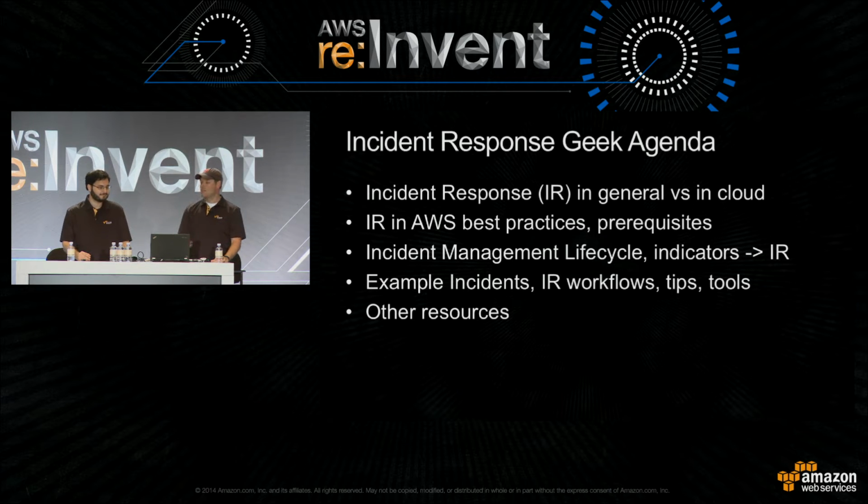We'll also go through an incident management lifecycle specific to an AWS concern. We'll look at some indicators that might lead you towards an incident and actually having to perform incident response. We'll go over a couple example incidents, and we'll talk about IR workflows associated with those. We'll give some tips, we'll mention some tools, and we'll also point you to some other IR resources.